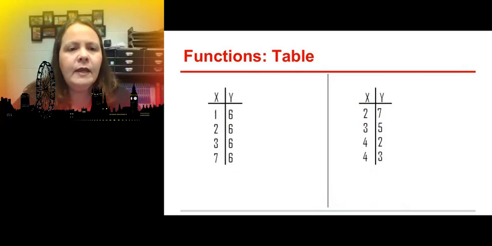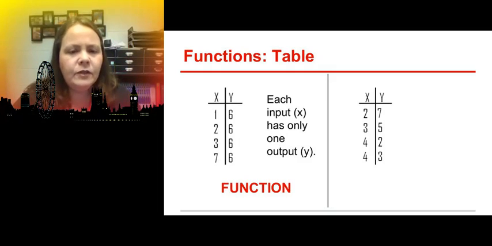All right, let's look here at a table. In this table on the left, you will notice that we have inputs of 1, 2, 3, and 7. Now, the output for 1 is 6, the output for 2 is 6, the output for 3 is 6, and the output for 7 is 6. Again, we don't care that they all have the same output. What we're looking for is, do our inputs go 2 different places? And we don't have another 1 listed in that column, or another 2, or a 3, or a 7. So they're not going anywhere else. They're not mapping to another number other than 6. So since every input has only one output, this is a function.